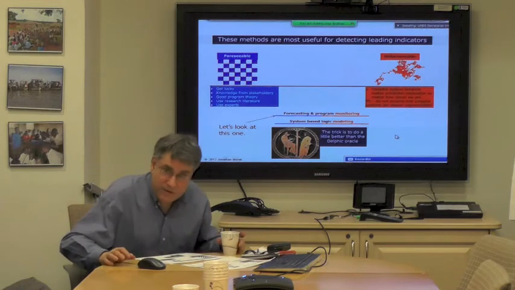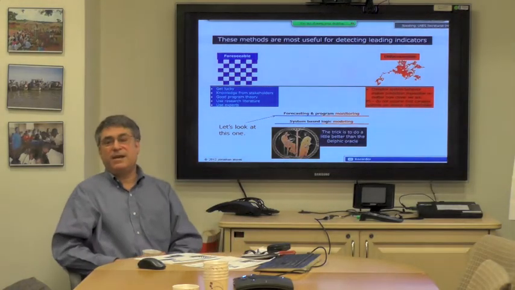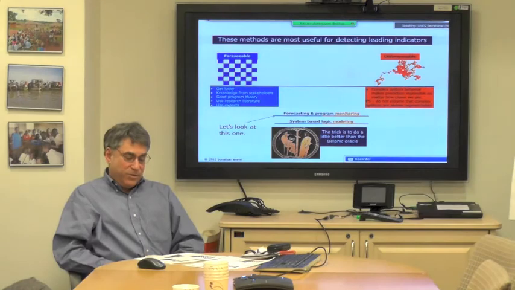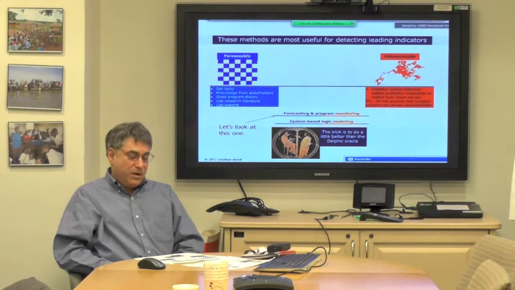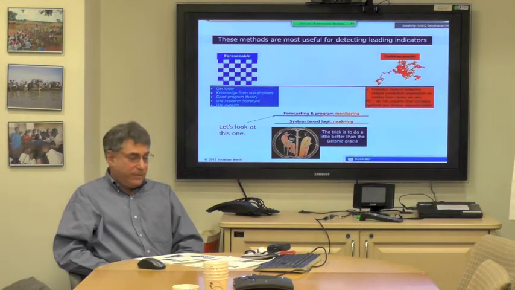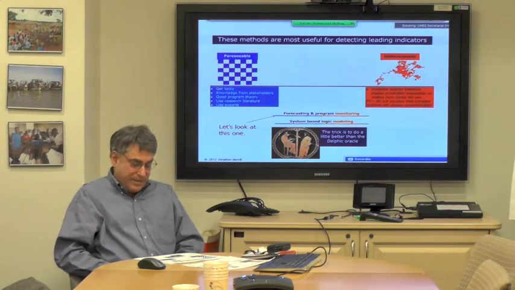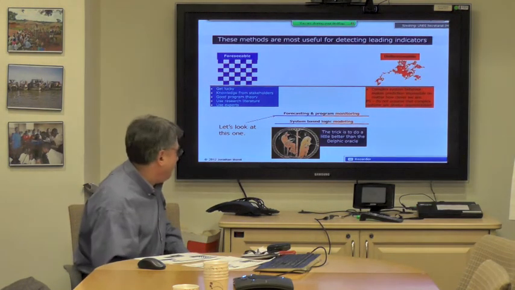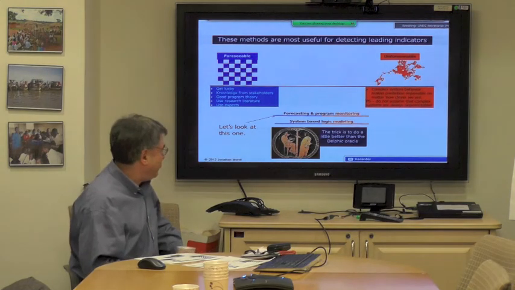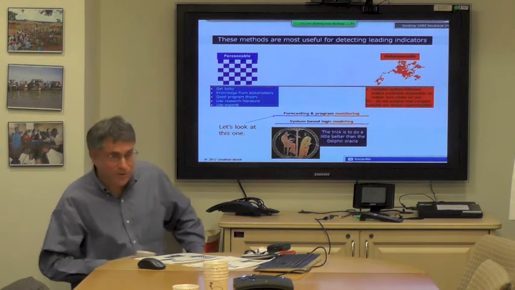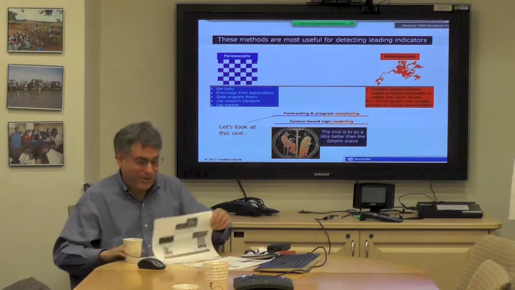Okay, so now here's another example, right? This is an example from the middle of the continuum. And we're going to talk about forecasting and program monitoring as a way of dealing with this problem of lead time. That's actually a picture of the oracle at Delphi there in the bottom. And as I said, the trick is to do a little better than the Delphic oracle. And that's what we're going to try to do.